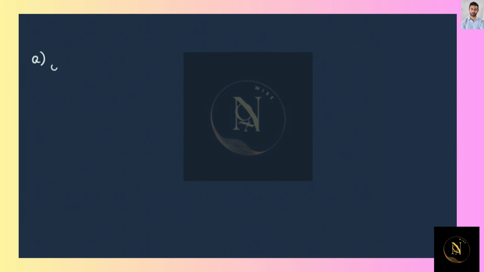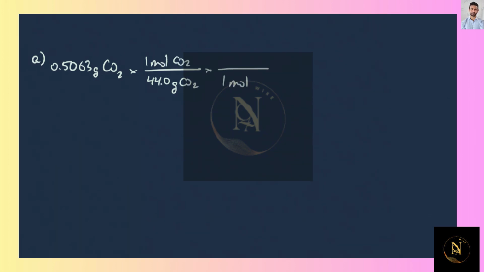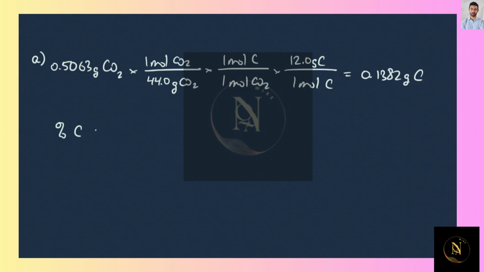For part A, let's solve for the empirical formula of the helicane, starting from 0.5063 grams of the carbon dioxide. Let's find the grams of carbon. This would be 44.0 grams CO2 per 1 mole. In 1 mole of CO2, we have 1 mole of carbon, and 1 mole of carbon has a molar mass of 12.0 grams. This will yield 0.1382 grams of carbon.